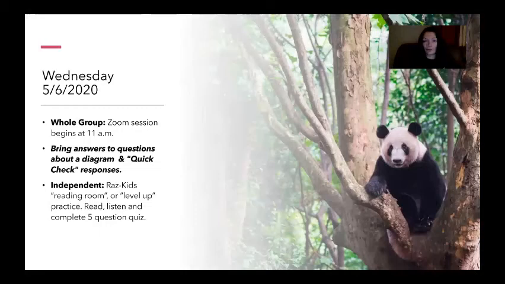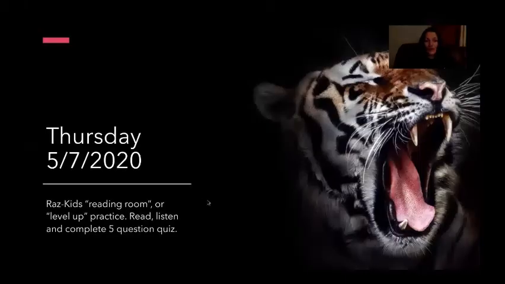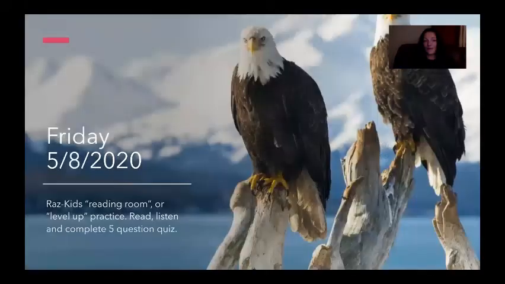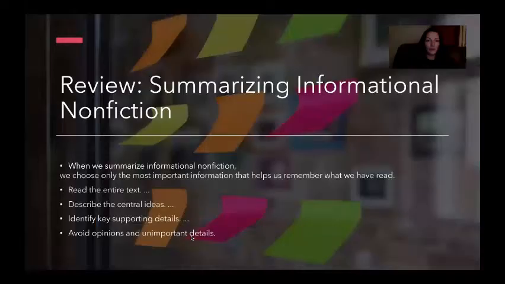Wednesday, whole group Zoom session begins at 11 a.m. Bring answers to questions about a diagram and your quick check responses independently. After Zoom is over, I want you guys to sign on to your RAZ Kids, enter your reading room or your level up room, practice, read, listen, and complete the 5-question quizzes. Thursday and Friday, same thing, RAZ Kids, reading room or level up, practice, read, listen, and complete 5-question quiz. Okay, so that's our week at a glance.